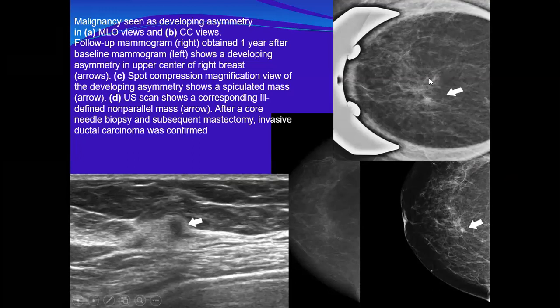But I am not sure. They described this as a speculated mass, but to me, I'll take it as an asymmetry. And after the core and the ultrasound demonstrated an irregular mass, after core biopsy, you see, it was invasive cancer.